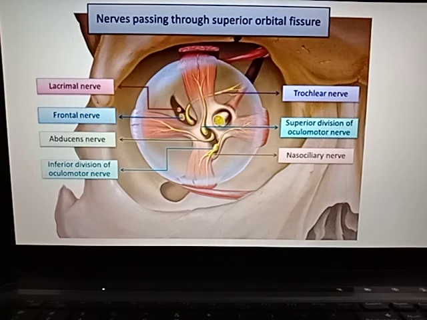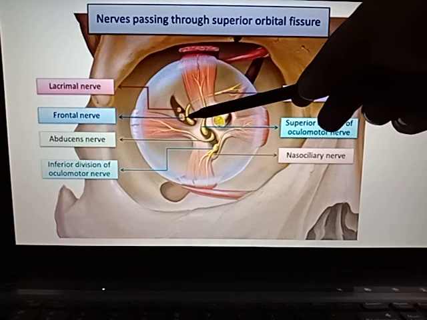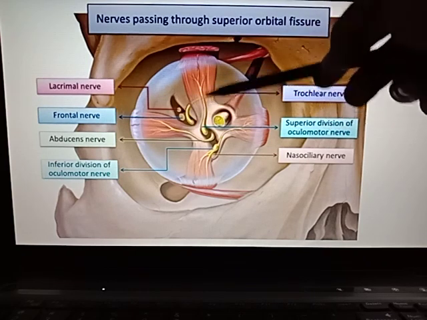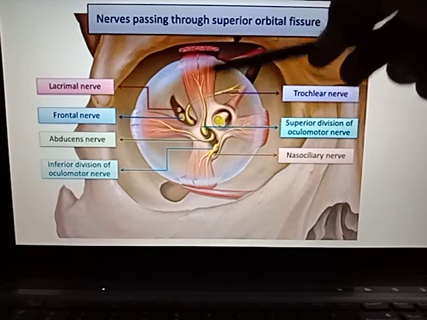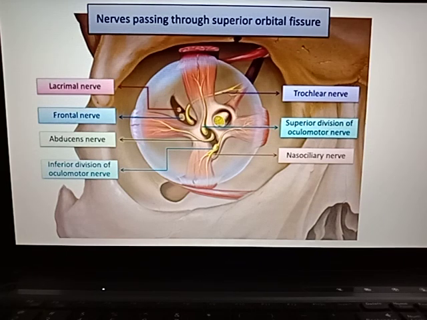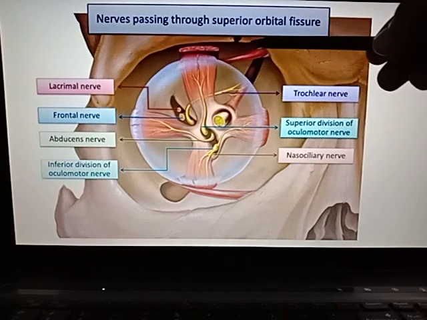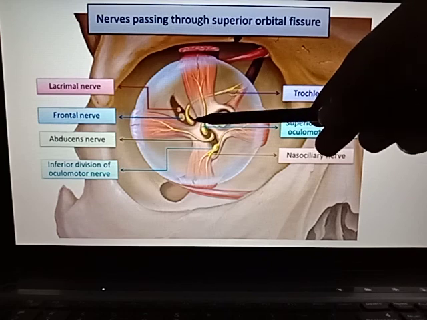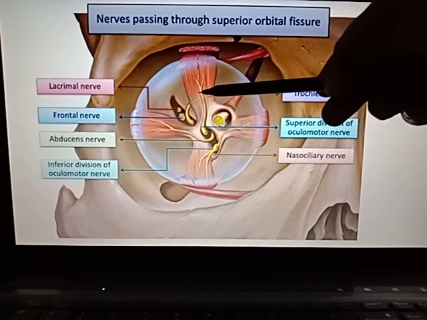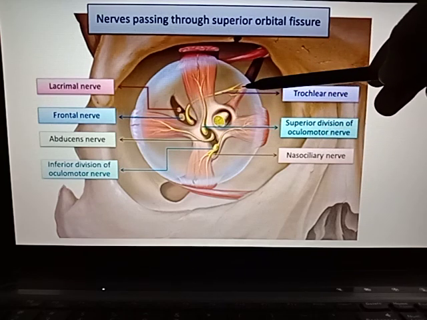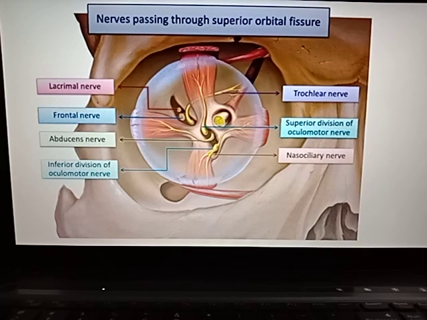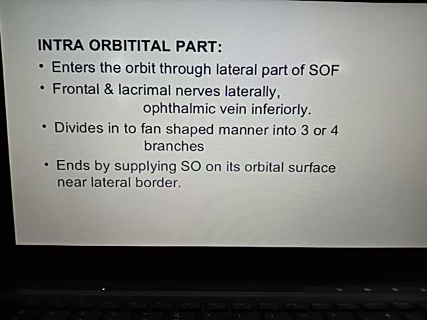So this is the trochlear nerve. After entering, it goes behind this muscle. This is the superior rectus muscle, and this is the superior oblique. So it passes behind the superior rectus and ultimately supplies the superior oblique muscle. So this is the intracavernous part.